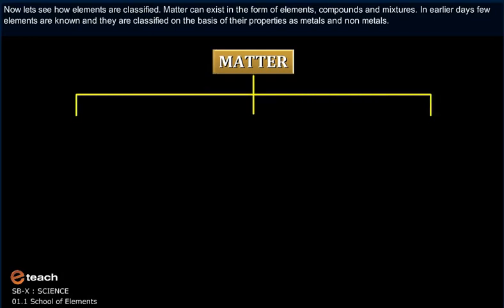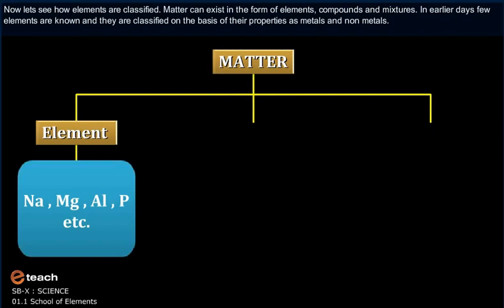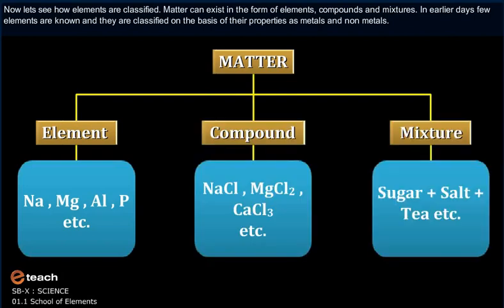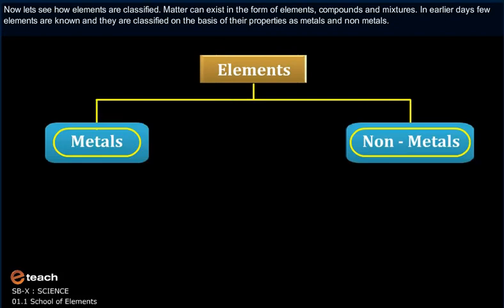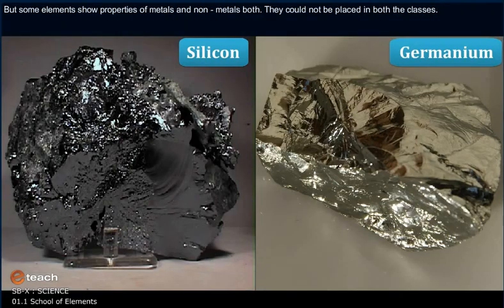Matter can exist in the form of elements, compounds, and mixtures. In earlier days, few elements were known, and they were classified on the basis of their properties as metals and non-metals. But some elements show properties of both metals and non-metals. They could not be placed in either class.